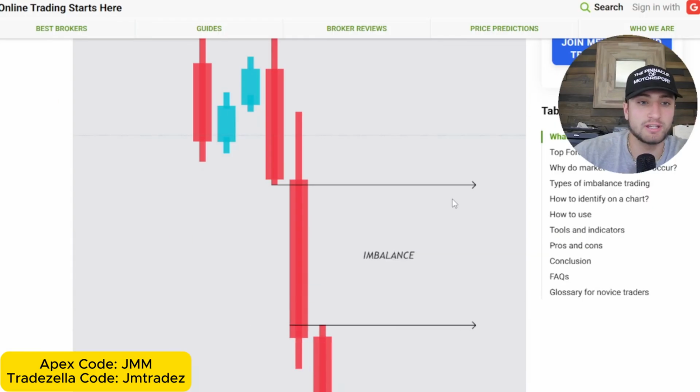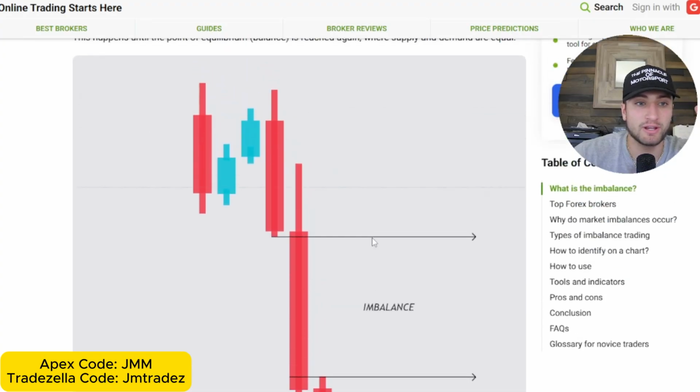Okay, so now let's actually get into what an imbalance is. So an imbalance is just a gap in price that has yet to be filled. So as you guys can see, let's start up here. Up here, all these candles are consolidated together. The three candle pattern here that you have, one, two, three candles, even the fourth one here, there's no real way to mark off any gaps.